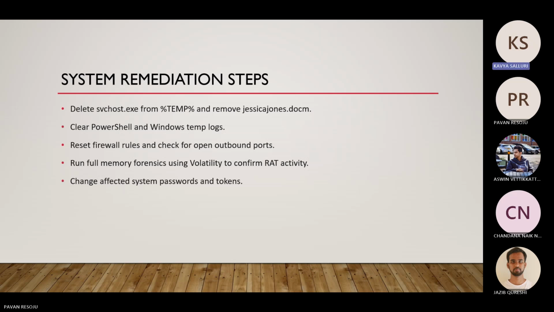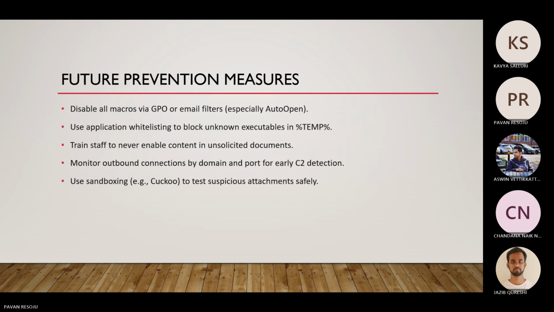Next, prevention recommendations. To prevent attacks like this in the future, we recommend disabling macros entirely for untrusted documents via group policy. Blocking the execution of unknown applications from temporary folders is another PowerShell defense. Employee training is essential. Users should never click enable content unless the document is verified.